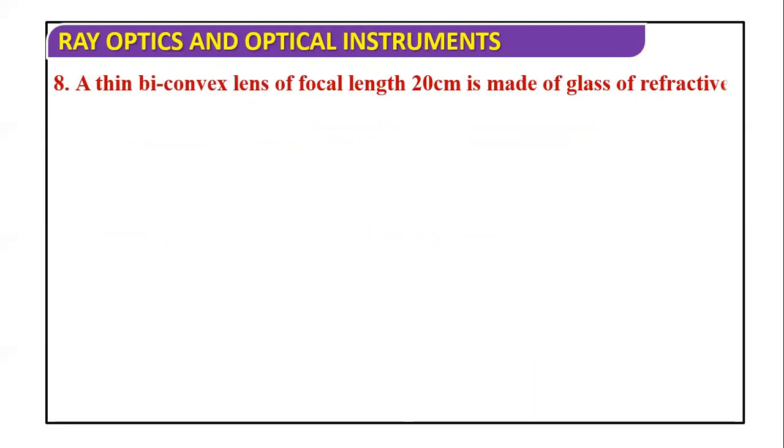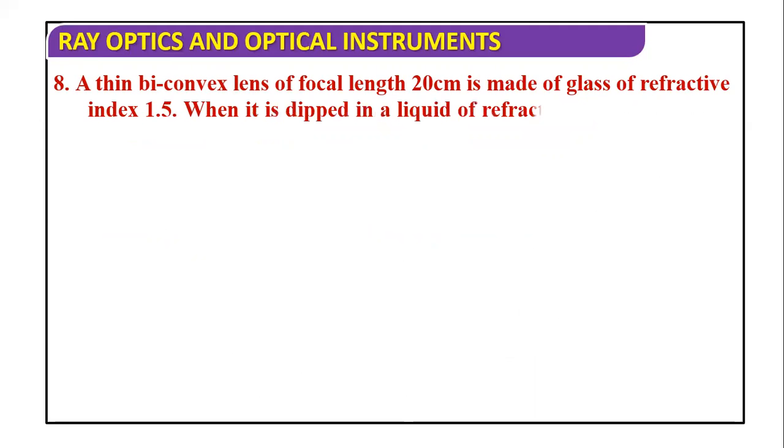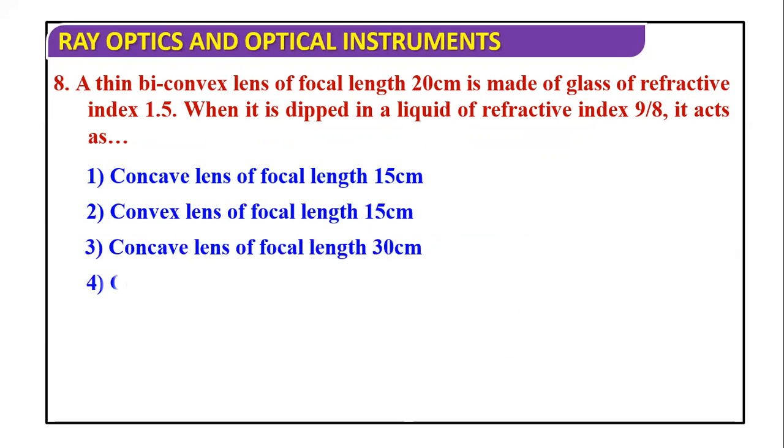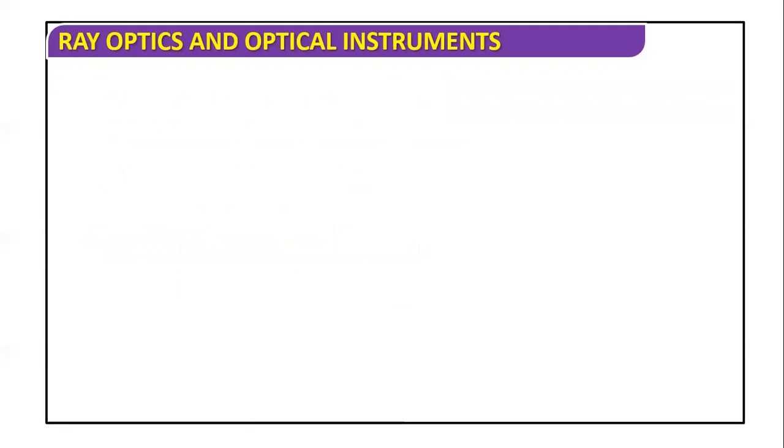Next question. A thin biconvex lens of focal length 20 centimeter is made of glass of refractive index 1.5. When it is dipped in a liquid of refractive index 9 by 8, it will act as. Here, the medium is changed. So, to check the effect, we can use lens maker's formula.